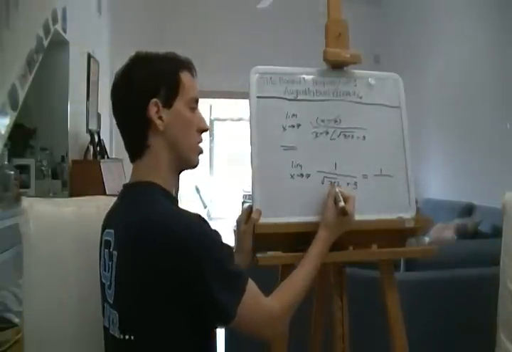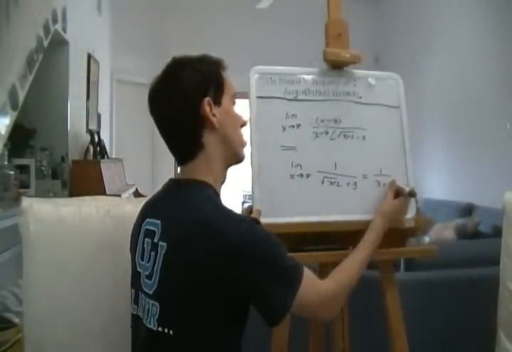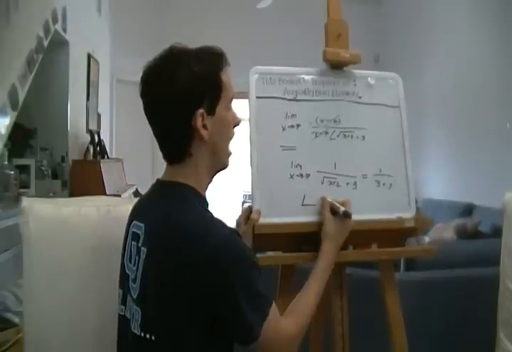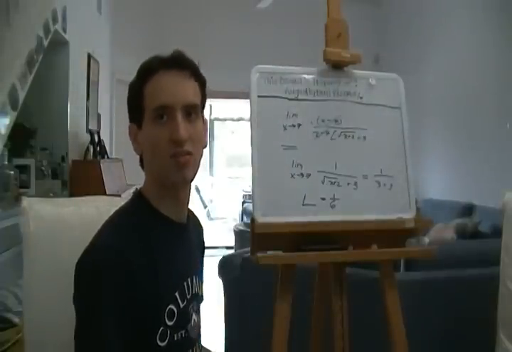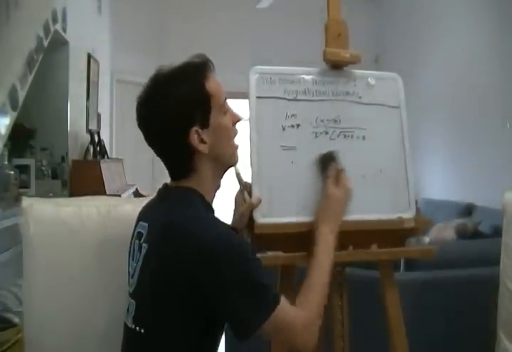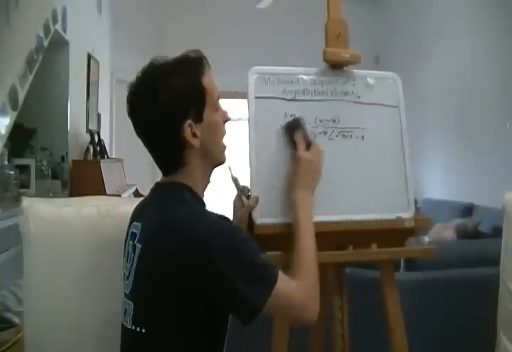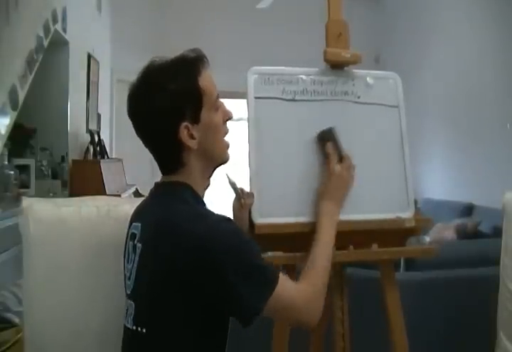We get 1 over 7 plus 2 is 9. Square root of 9 is 3, plus 3. The answer, L equals 1 over 6. 1/6. If you got 1/6, pat yourself on the back. You definitely have a good understanding of limits and the limit laws.